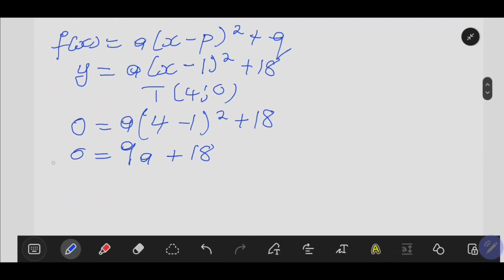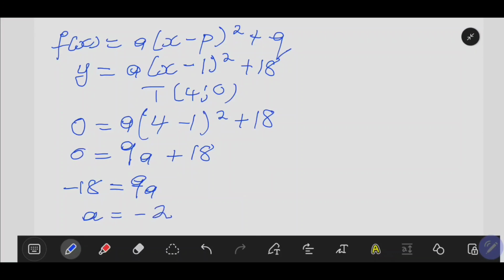Then we can take this 18 to the other side. Then we're going to have negative 18 is equal to 9a. Then we can divide both sides by 9. Then our a value becomes negative 2.